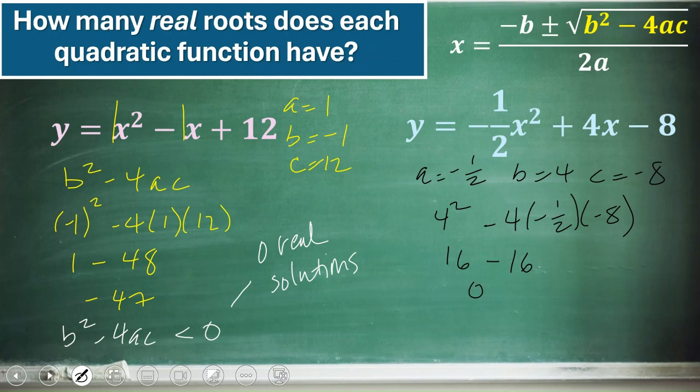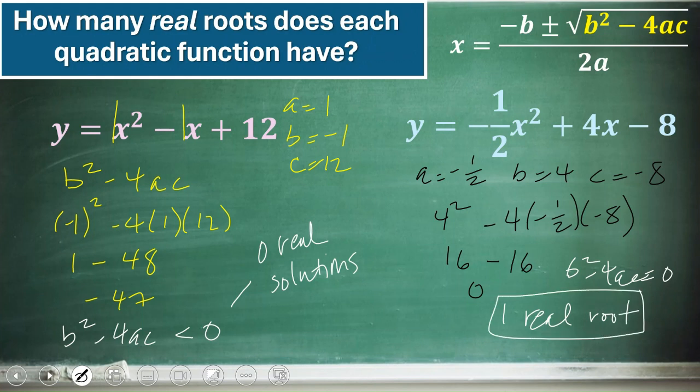That means our discriminant, b squared minus 4ac, equals 0. That means I have one real root. That means this parabola intersects with the x-axis in exactly one spot. This is a repeated root.